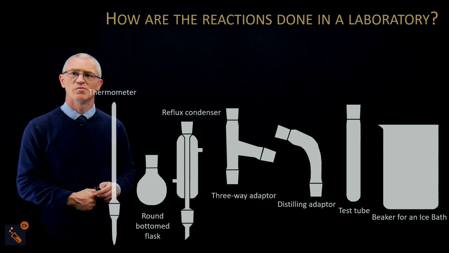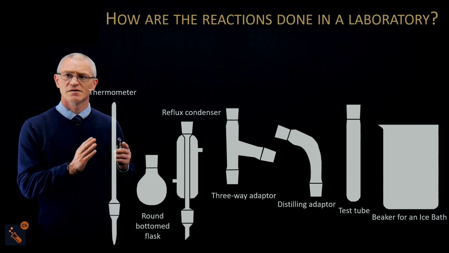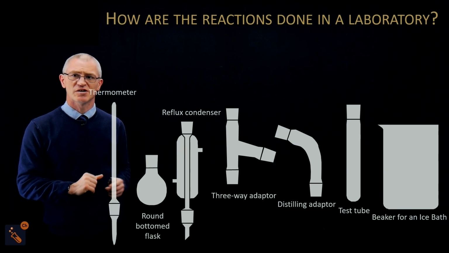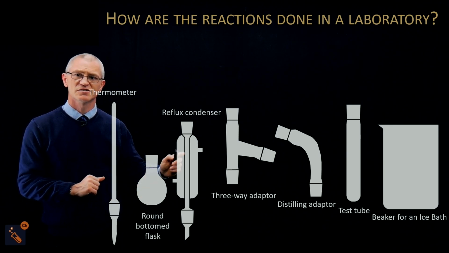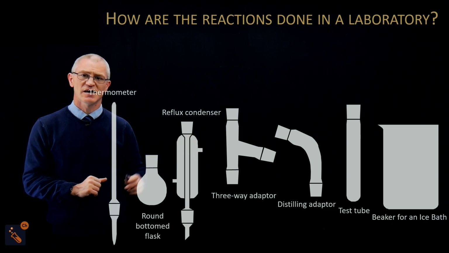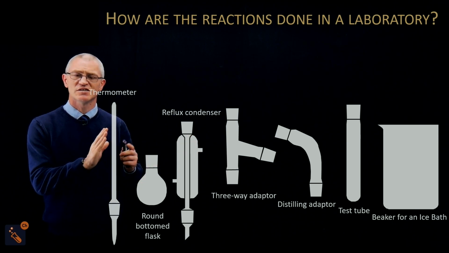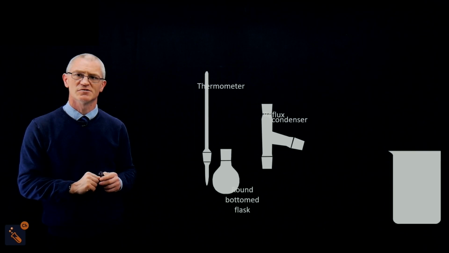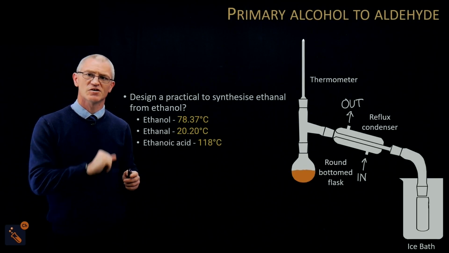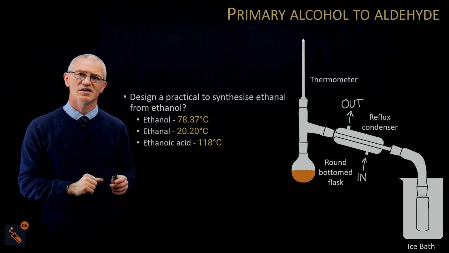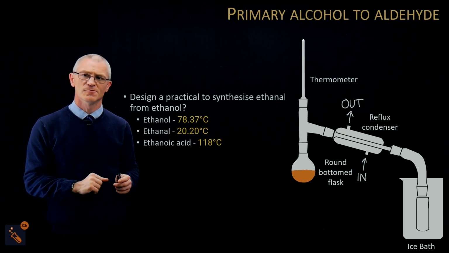And let's look at the laboratory apparatus. So here we have all of our laboratory apparatus, but the most important thing is our labelling-wise thermometer, round-bottom flask, our condenser, and our ice bath. But let's rearrange these into the distillation apparatus. So we've rearranged those into the distillation apparatus, and we've got a question back up here. Design a practical to synthesize ethanal from ethanol.